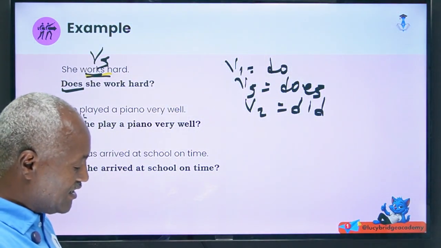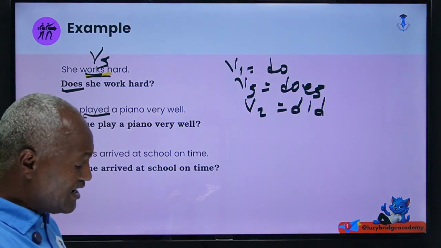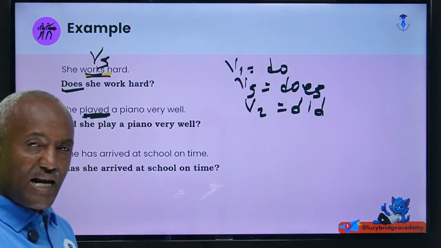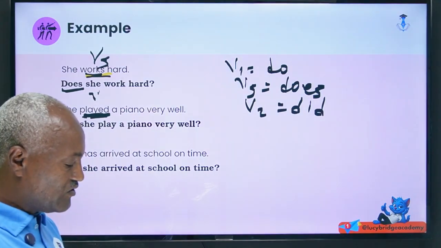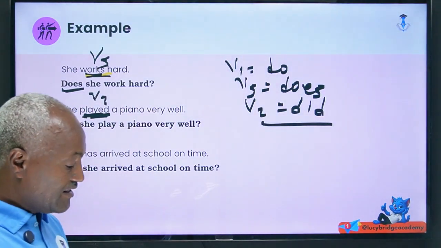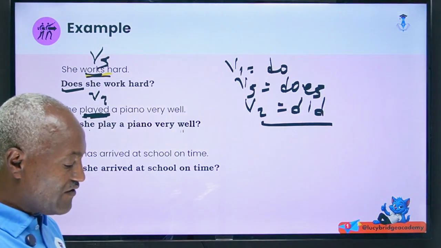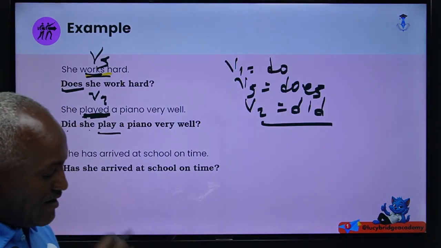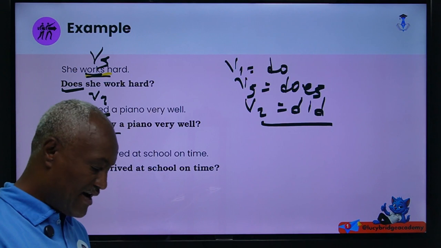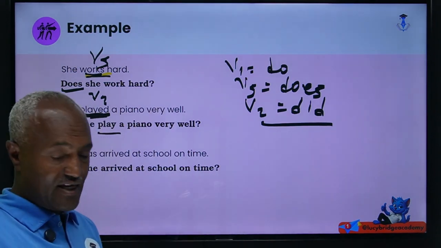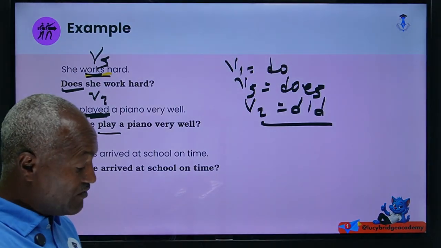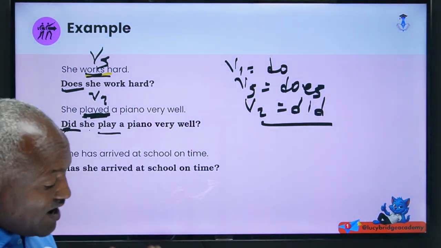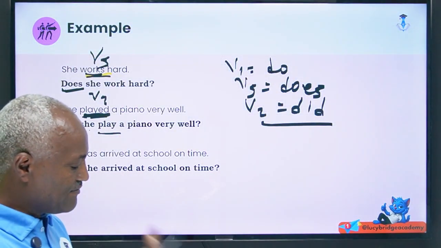Remember this one. Look here: she played a piano very well. Now here again, we don't have any auxiliary verb. Therefore, we underline the main verb. What is the main verb? Played. Played is what type of verb? That is verb 2. So if it is verb 2, we use what? Did. Therefore, did she play a piano very well? Have you seen? Played is changed to play. Don't forget this one, even in an exam or in written text, you will get it like this. Therefore, especially in an exam, if you begin with does and did, the main verb must be verb 1, whatever the subject is, even if the subject is singular or plural.